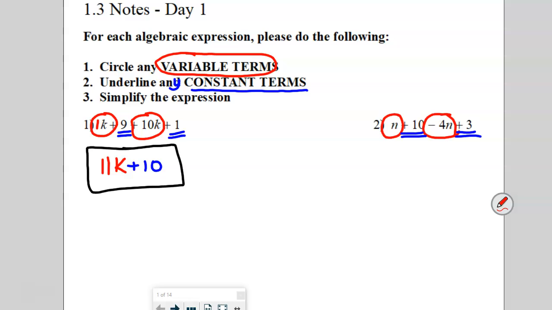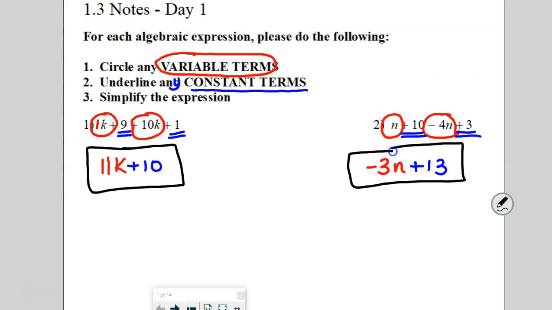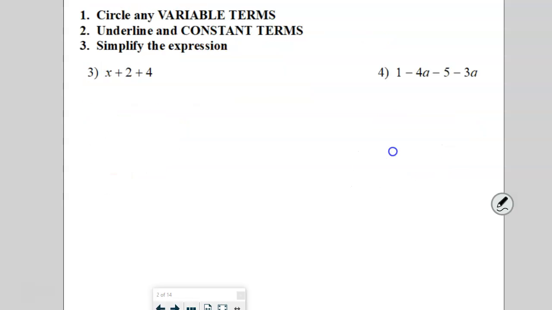We're going to start with 1n plus a negative 4n. You're combining these, meaning you're adding these together. So 1 plus negative 4 is a negative 3n. And then for our constant terms, I have a positive 10 and a positive 3. When you add those together, you get a positive 13. And that is the simplified expression for that algebraic expression. Again, order doesn't matter, but signage definitely does matter. If you put a positive 3n instead of a negative 3n or anything else, it would not be correct.